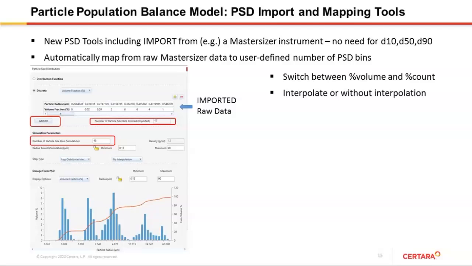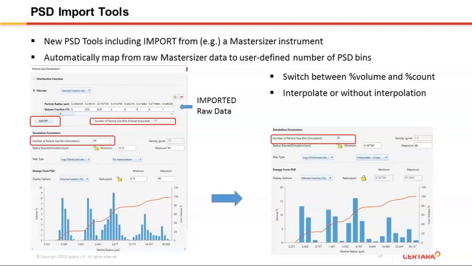Now this is a large number of particle size bins, which may cause problems for simulation in terms of simulation speed. So the tools that we've added now enable you to automatically map to a distribution without losing information, without losing mass, for example, to a smaller number of bins. So here I've mapped the original 45, top left, down to 20 particle size bins.